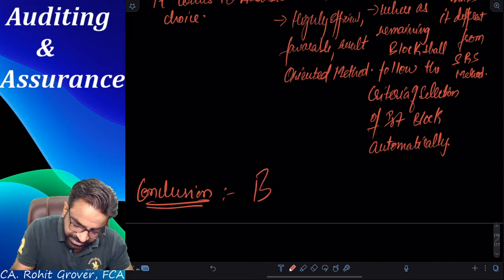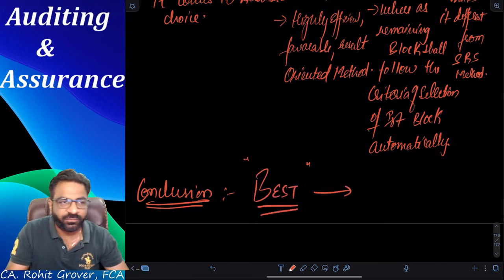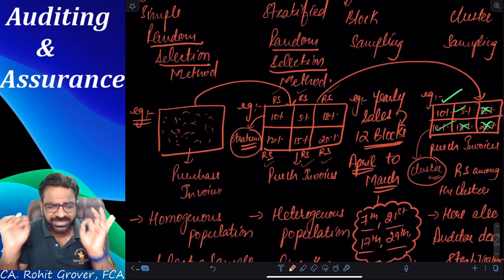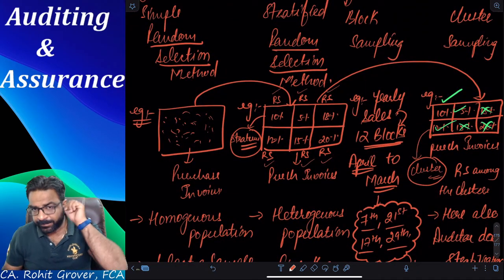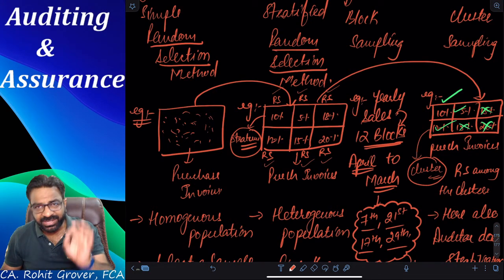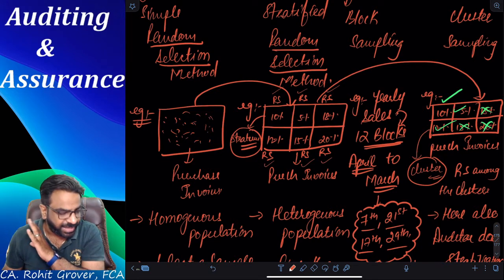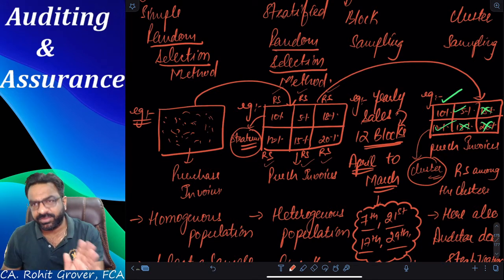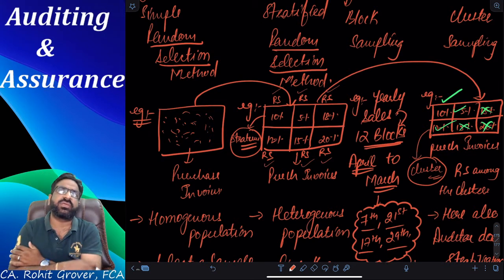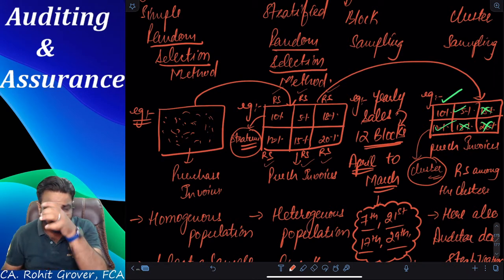Which one is the best method among all the 4 methods we have done? Which one is the best method where you will get the best out of best results? Stratified. Yes, method number 2. Stratified random selection method is the 99.99% choice of the auditors. Not only 99.99, you can say that 100% choice of the auditors. Are you getting the point?